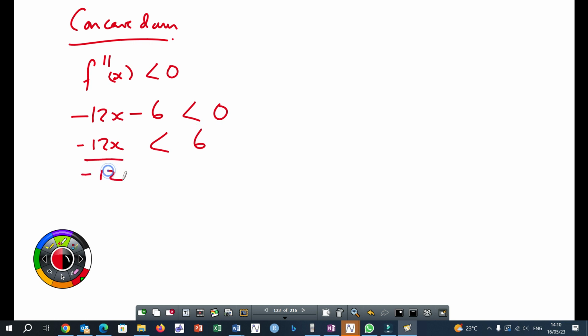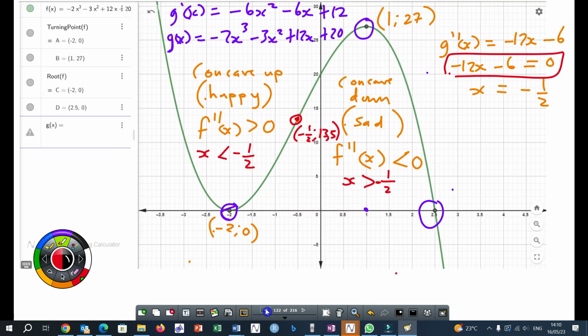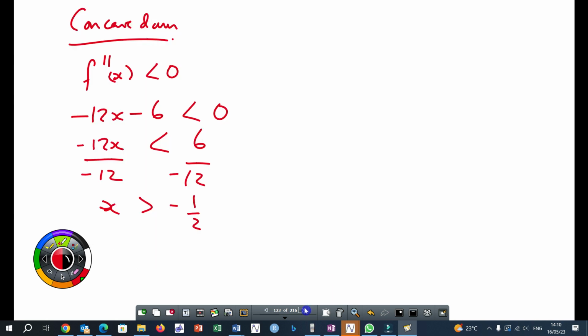You divide by -12. If you divide by a negative number, what happens when you're dealing with an inequality? The sign changes. So you get x is greater than minus a half, which is what I have here. x is greater than minus a half.